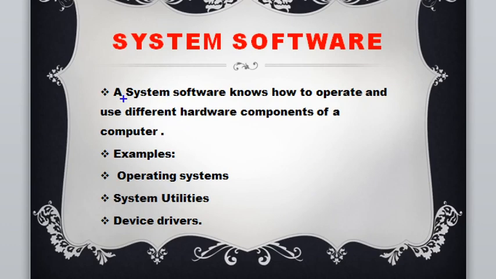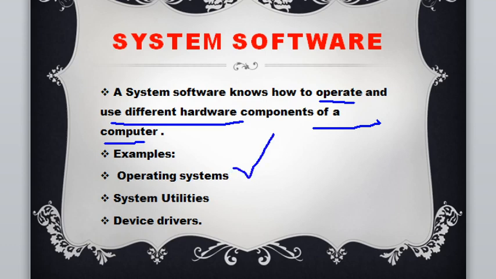A system software knows how to operate and use different hardware components of a computer. That means this software will activate all the components or peripherals of the computer. How to operate, which operation the mouse should do, which operation the keyboard has to do, all these instructions will be given by this system software. See here, the examples of system software are operating systems, system utilities and device drivers.